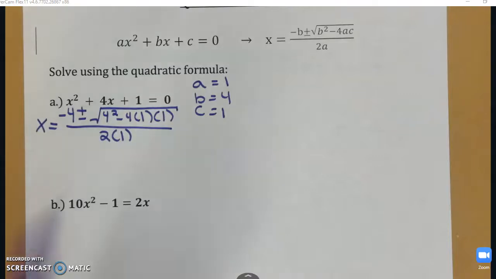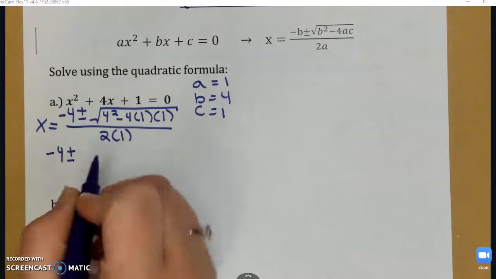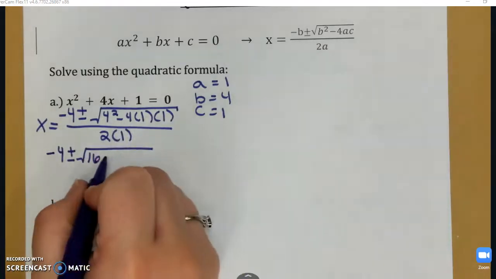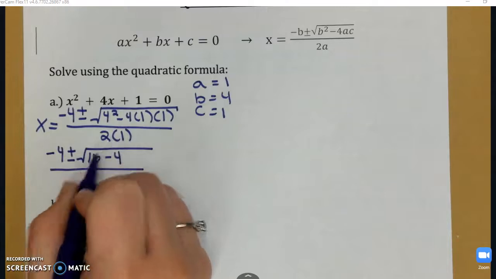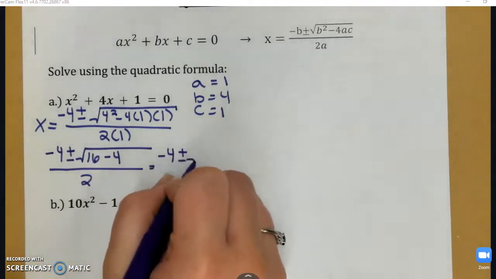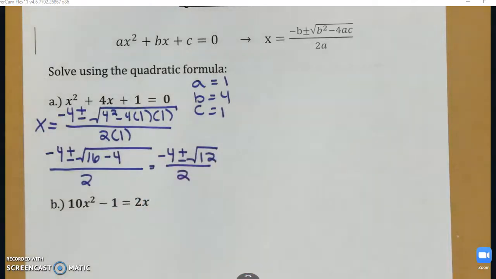Let's start with what's inside my radical. That negative 4 outside won't change. 4 squared is 16. Negative 4 times 1 is negative 4. My denominator is 2. So I'm going to have negative 4 plus or minus the square root of 12 over 2. Now, 12 is not a perfect square, so we want to give our answer as a simplified radical. We do not want decimal answers.